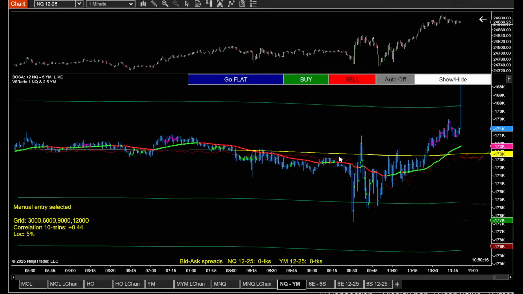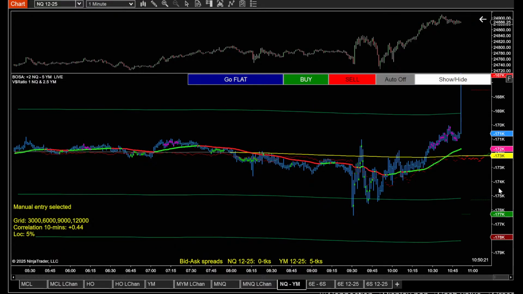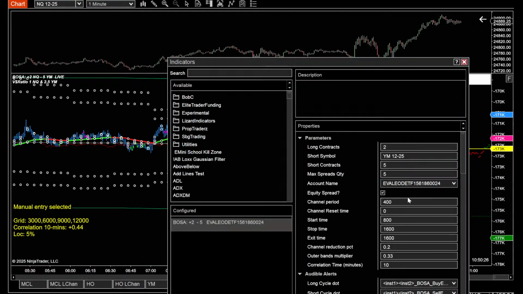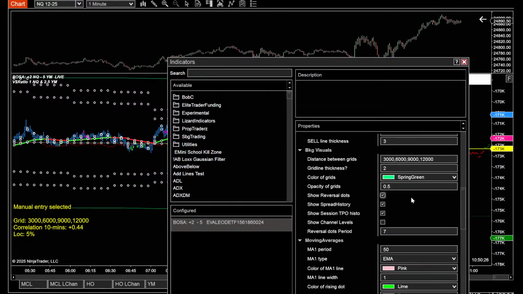So each line is a $3,000 equity change, guys. That's pretty beefy. I'm going to switch this out a little bit. Let's go like half of that. 1,500, 3,000, 4,500, and then 6,000.